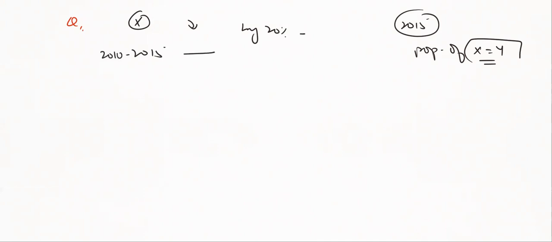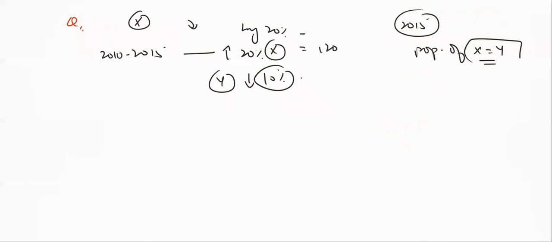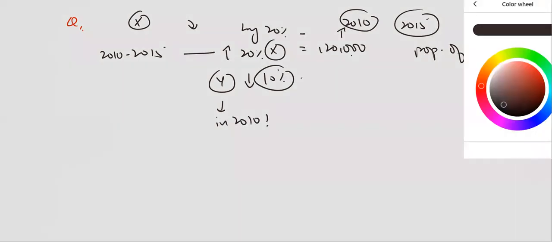the population of X increased by 20%. This is X. And for Y, what has happened? It has decreased by 10%. So it says that if the population of city X was 120,000 in 2010, what was the population of city Y in 2010? So this is a very wordy word problem, right?